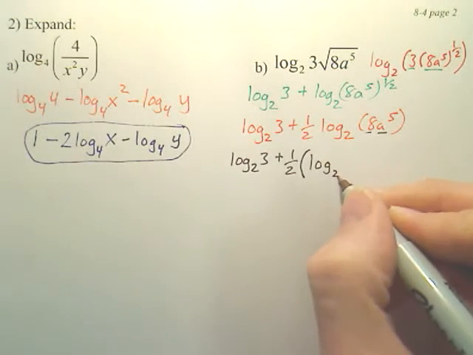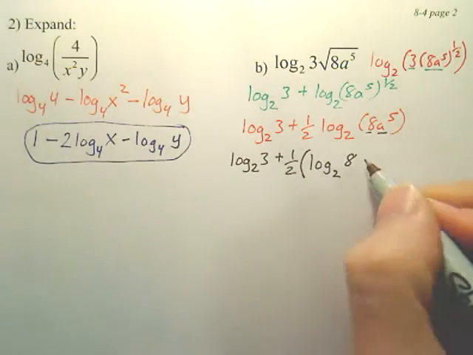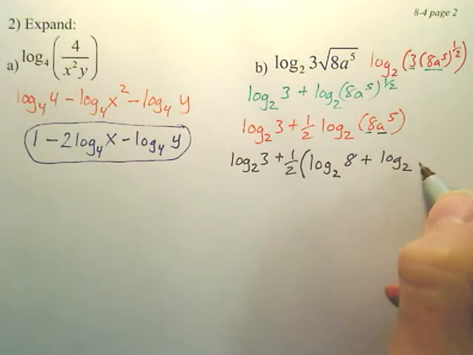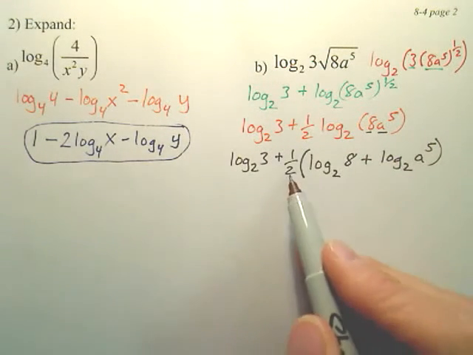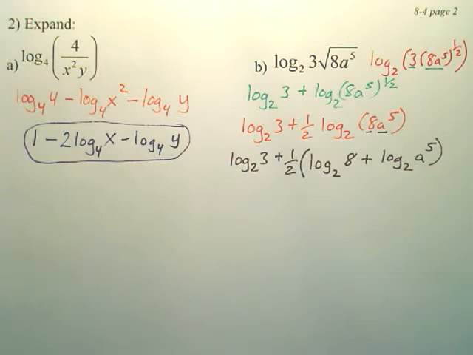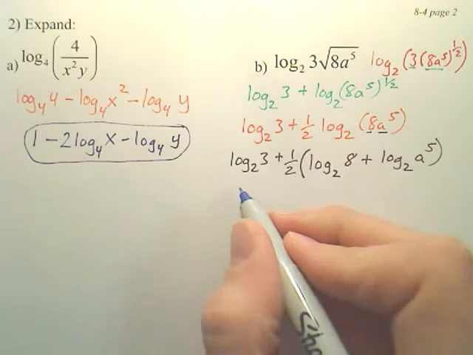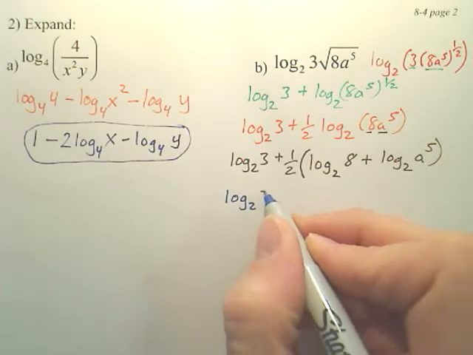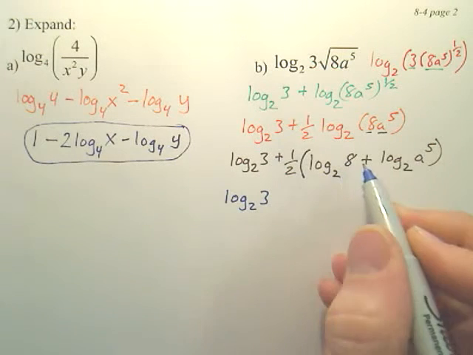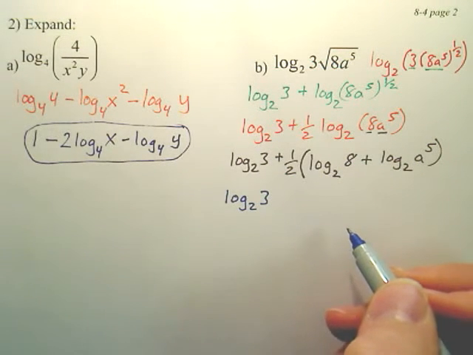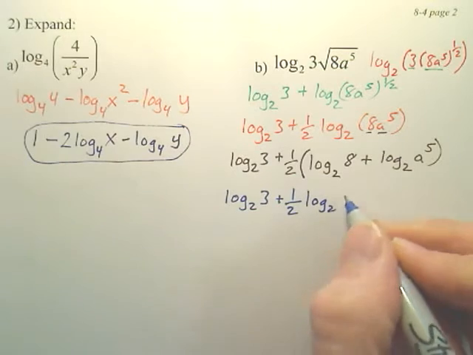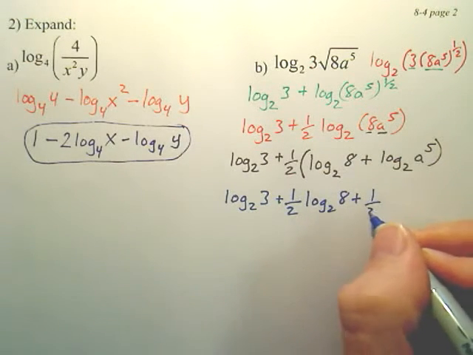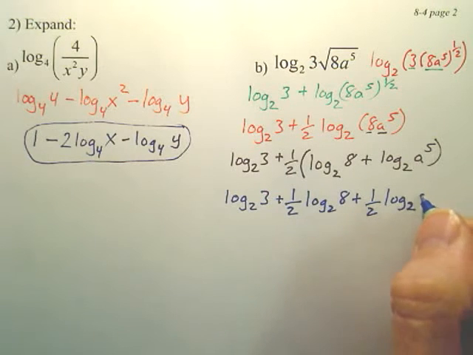So I expand it. This is going to be log base 2, 8 plus log base 2, a to the 5th. Again, this whole piece broke down to these two. The 1/2 stayed in front. Next, we got log base 2, 3. Could I distribute the 1/2 to both pieces? I could. I'll do it right now. So that's going to be 1/2 log base 2, 8 plus 1/2 log base 2, a to the 5th.